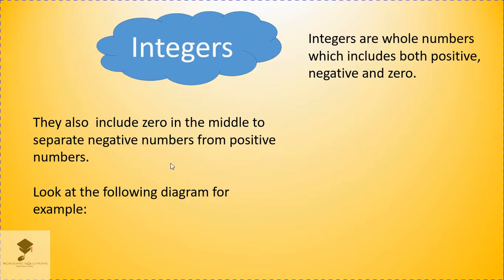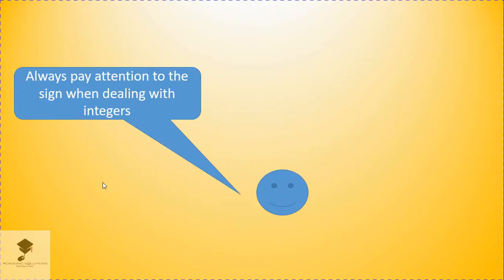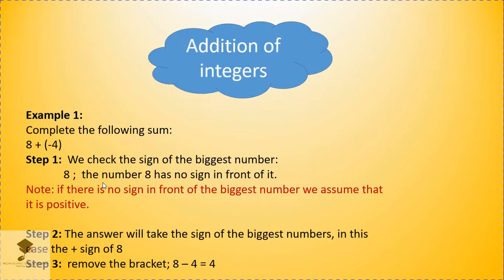So we are going to look at the diagram in the next slides, for example. This is a number line representing both positive and negative integers. Looking at this number line, you can see that there's a zero in the middle, and on the left hand side of the zero are the negative numbers, which are the negative integers, and then on the right hand side of the zero we have positive numbers, which are positive integers. Please pay attention to the sign when dealing with integers. By sign I mean negative sign or positive sign.